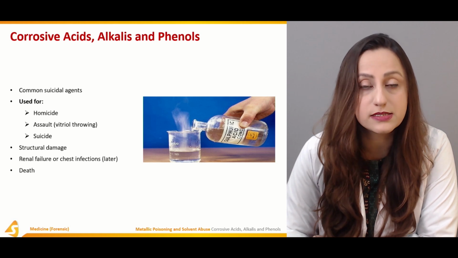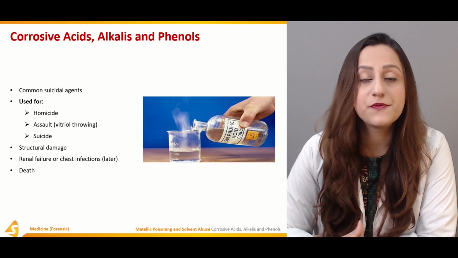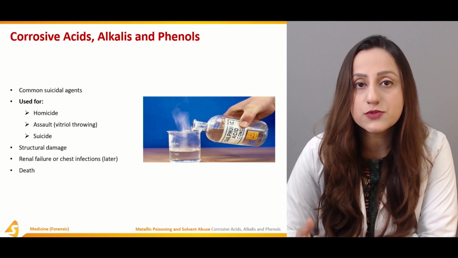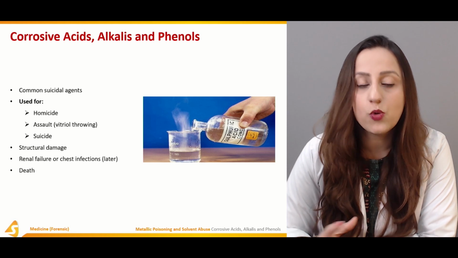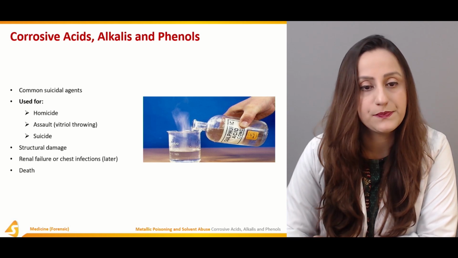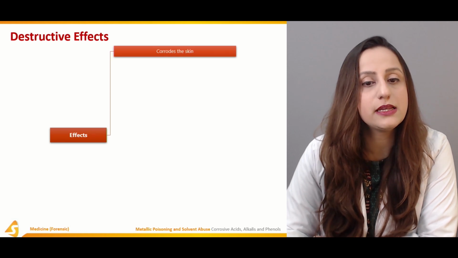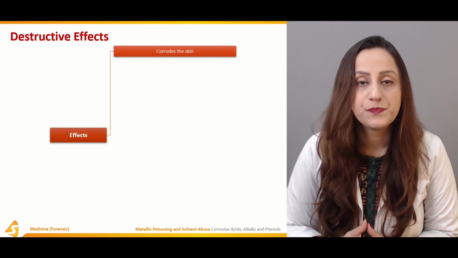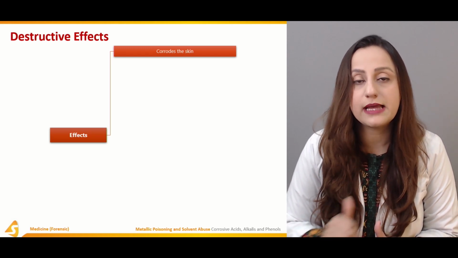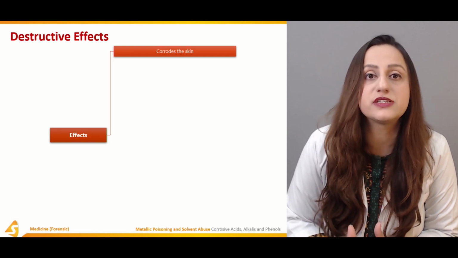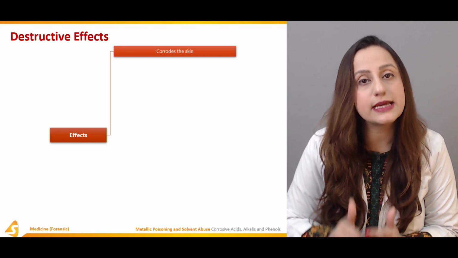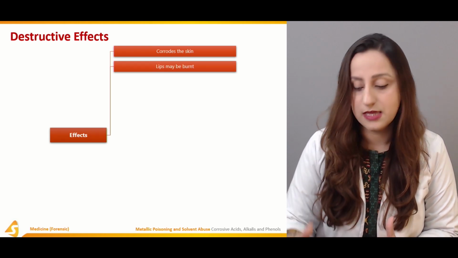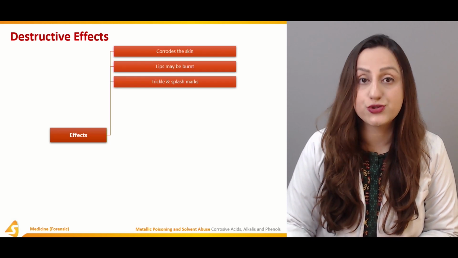Death ultimately occurs after this kind of poisoning if there is some fatal injury that has occurred to the human body, or if there is some sort of asphyxiating condition that will also result in death in these people. The destructive effects basically include that it corrodes the skin. So first of all, the topmost destructive effect, because we already mentioned that it is with a malicious intent and just to cause disfigurement, is the corrosive action on the skin. Lips may be burnt in cases where the oil of vitriol is thrown on the lips.